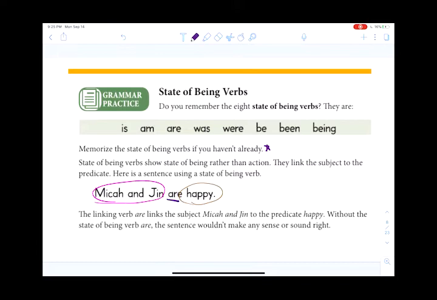Now write a sentence using one of the state of being verbs. Remember what linking verbs are? Linking verbs are a type of state of being verbs. An example being, again, are.